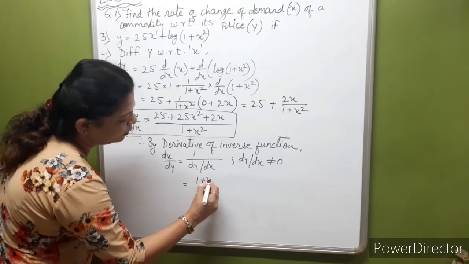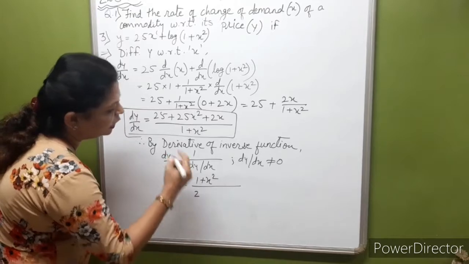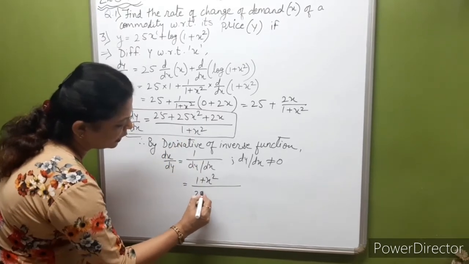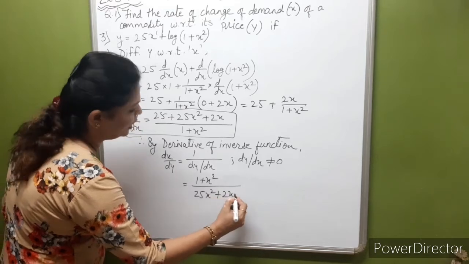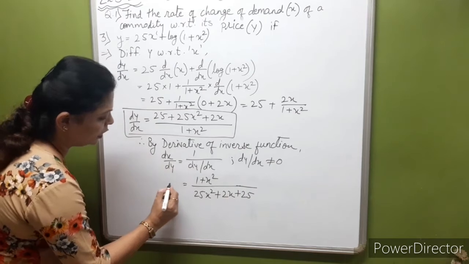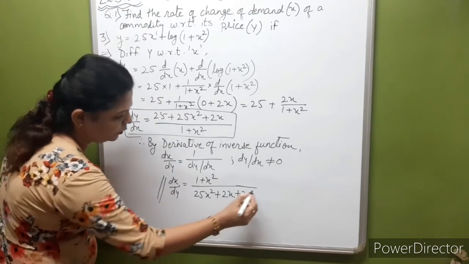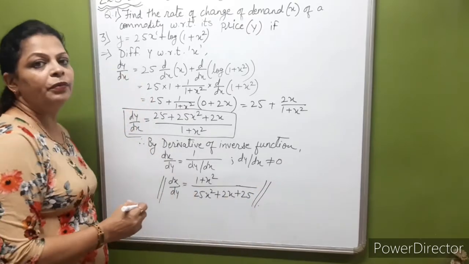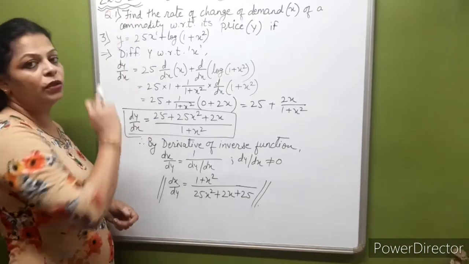So you get 1 plus x square upon, let us write this in the descending order of power of x, so 25x square plus 2x plus 25. That is your dx by dy. This completes your question number 1 of exercise 3.2.